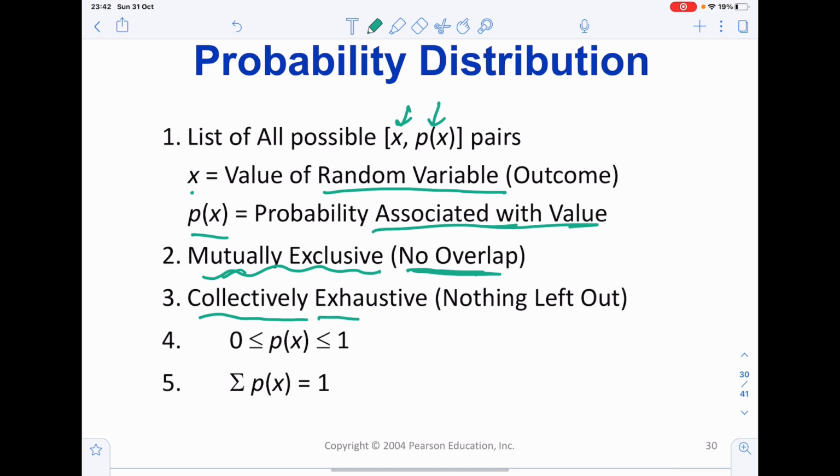Collectively exhaustive, nothing left out. And the probability of x will be bounded between two values, 0 and 1, and the sum of the probabilities equals 1.